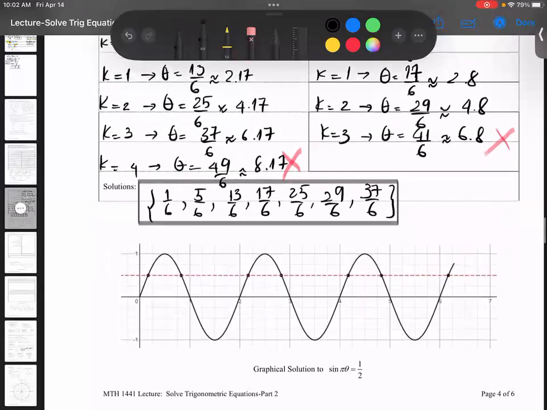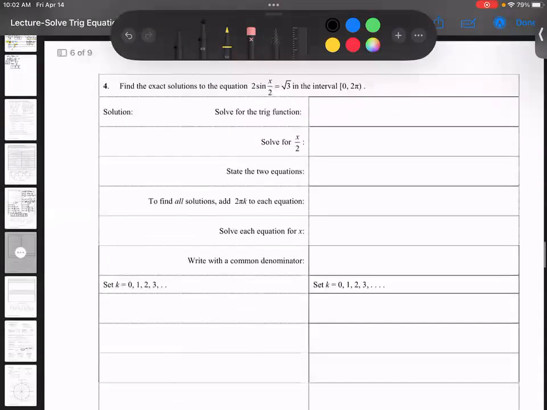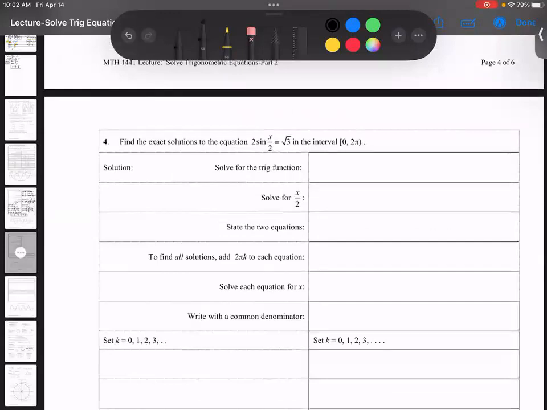Let's do one more, right? Repetition is key. Let's do this one. Zero to 2 pi is the same thing as 0 to 6.28. What should I do? At least the first step. Remember, everything is partial credit.